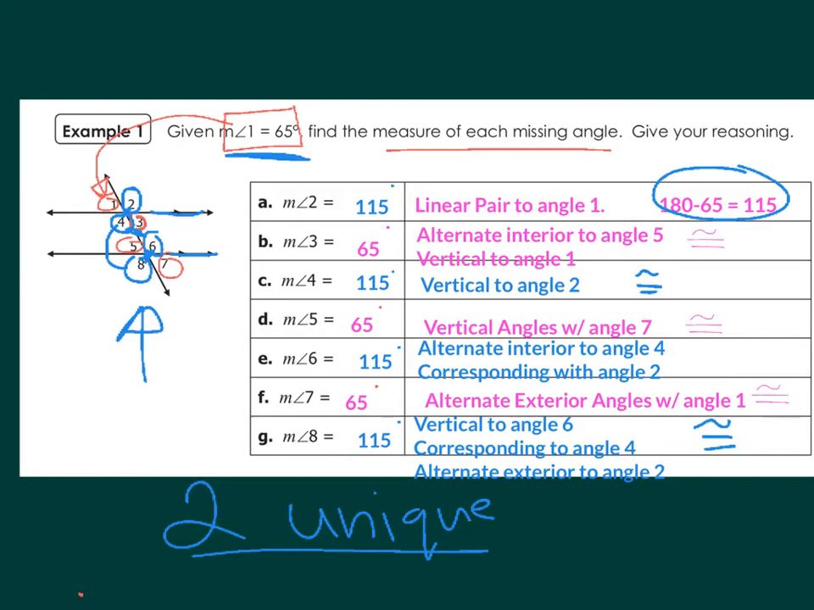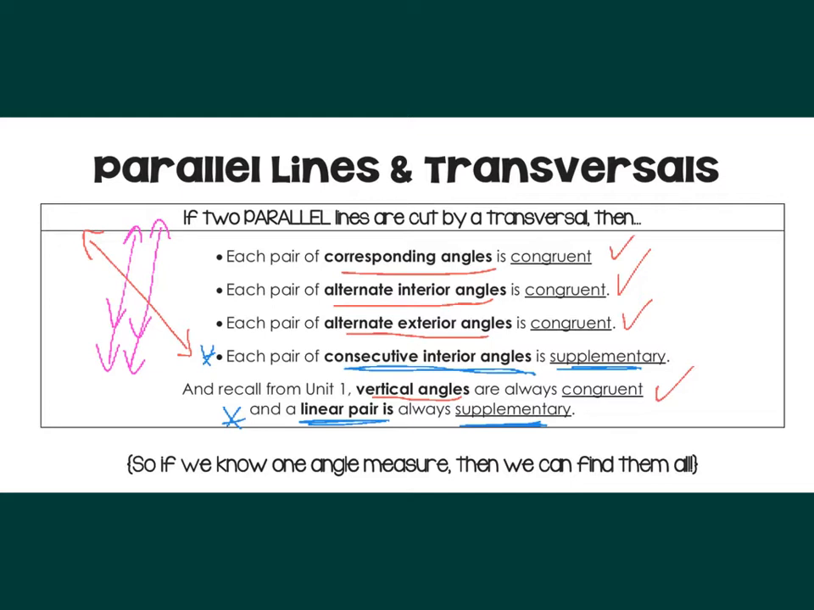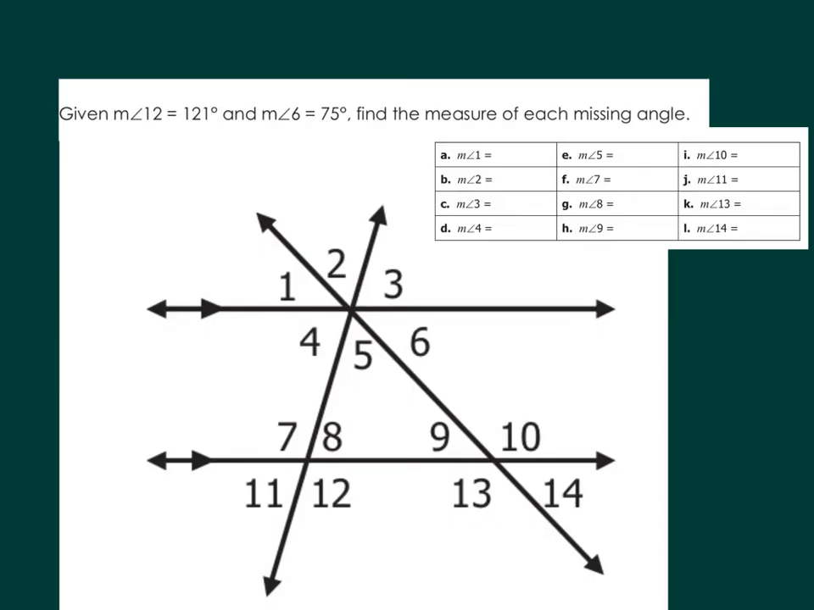Okay, so that's a nice numerical example. So just to reiterate, I think you realize now it's important to understand who corresponding, alternate interior, alternate exterior, and vertical angles are. Those are all of the congruent angles. And my consecutive interior and linear pairs are going to be my supplementary. Now let's try another numerical example.